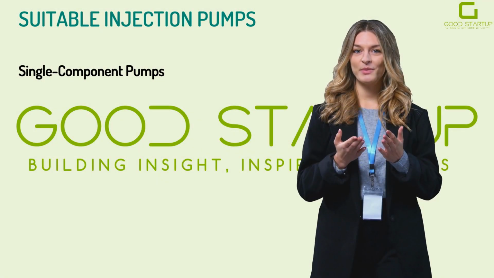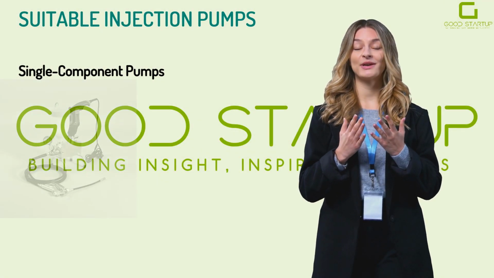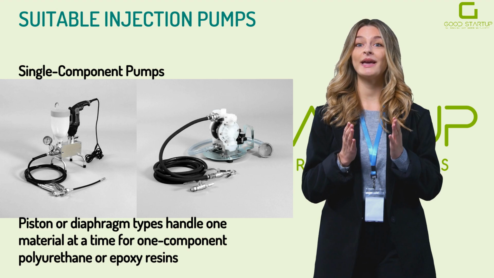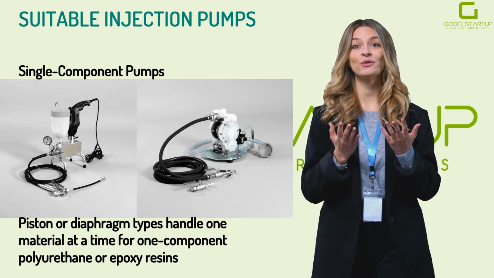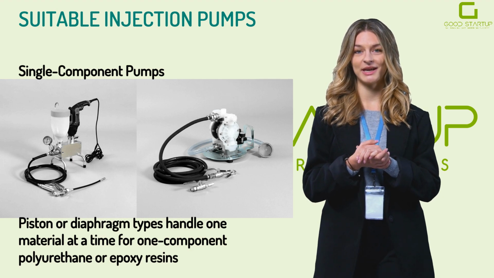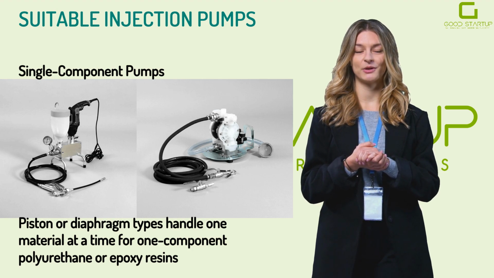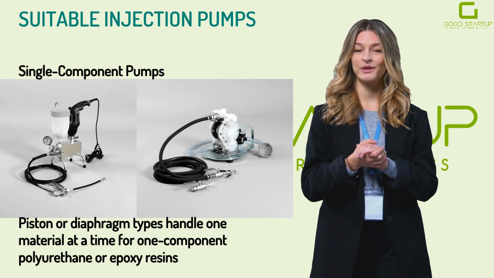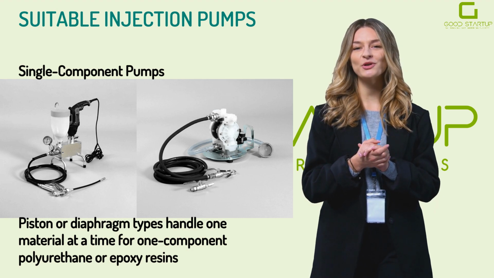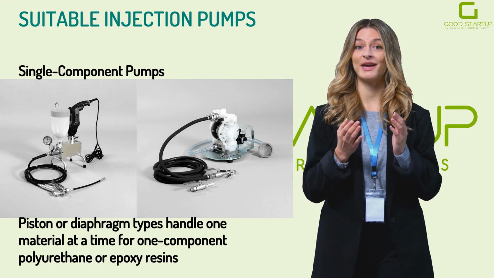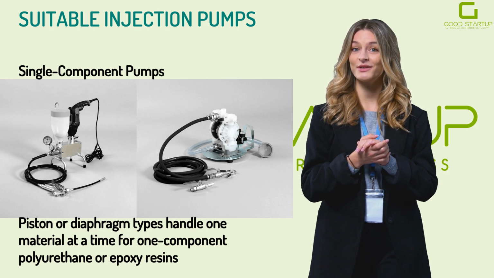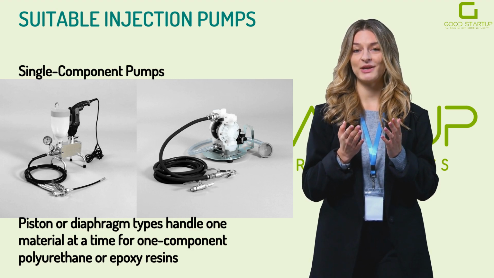Single-component pumps. These pumps, often piston or diaphragm type, handle one material at a time, making them simple and versatile. They are commonly used for most one-component polyurethane injections, especially hydrophobic PU foams and certain pre-mixed epoxies. Single-component pumps can generate high pressures, often more than 100 bar or 1,500 psi, to push resin into fine cracks. They typically have straightforward operation and maintenance. For example, cleaning is done by flushing with a suitable solvent or water, depending on the resin.